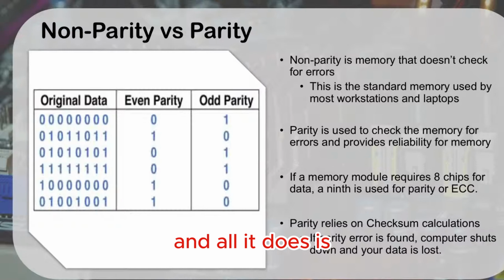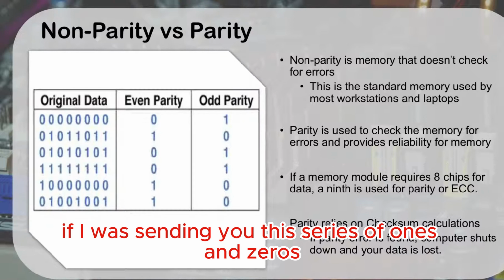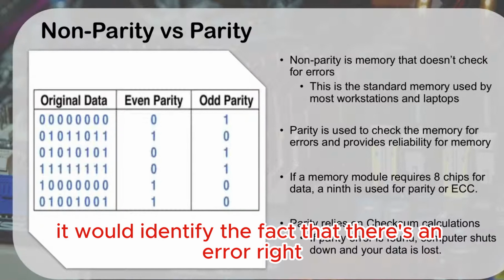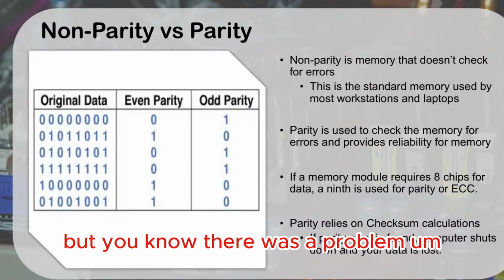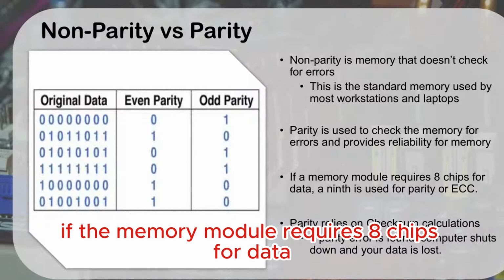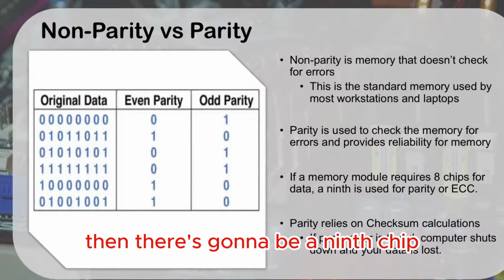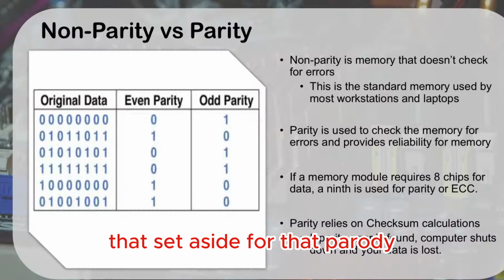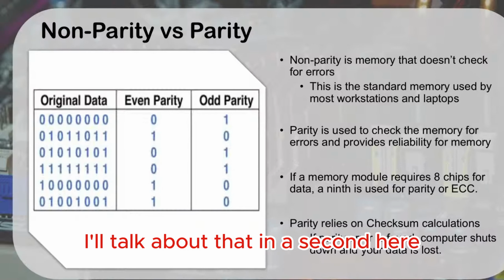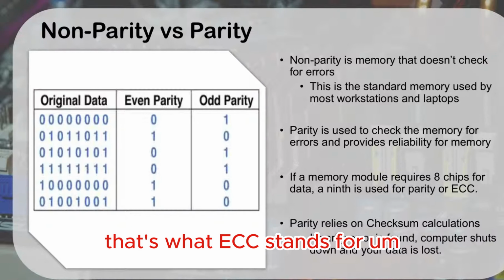And all it does is, if I was sending you this series of 1s and 0s, and I transposed one of them, that parity check bit would identify the fact that there's an error, right? You wouldn't know what the error was, but you'd know there was a problem. It's kind of like double checking your math. If the memory module requires 8 chips for data, then there's going to be a 9th chip that's set aside for that parity. The other thing we can do is what's called error correcting code. I'll talk about that in a second here. That's what ECC stands for.